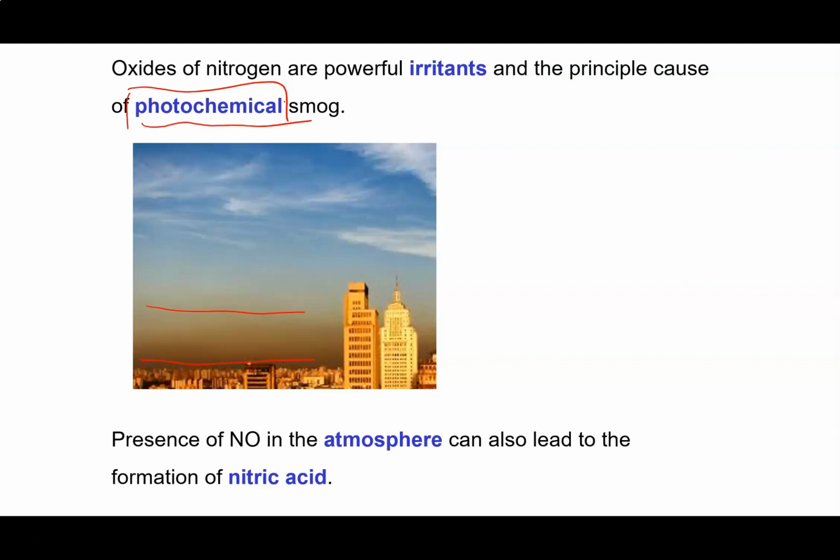So you're more likely to see this type of smog in Los Angeles, where it's nice and warm and the sun's intense, rather than in New York. So this brown haze is typical for pollution found in warmer places. Now, the presence of nitric oxide in the atmosphere, as I said, it reacts with oxygen and then it can further react with water. Ultimately, it results in the formation of nitric acid, which is a cause of acid rain.